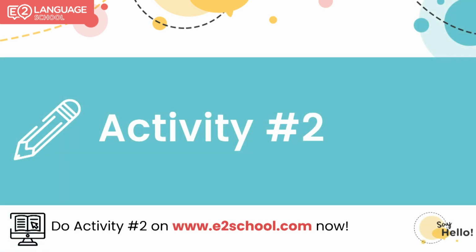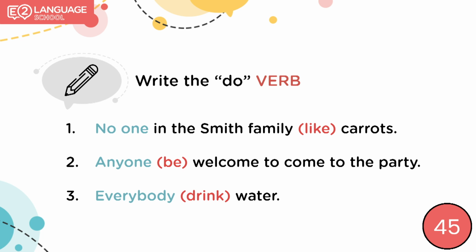Okay, are you ready to do our second activity? In this activity, you need to write the correct form of the verb. So you need to write the correct form of like, be, and drink. You've got 45 seconds to do this activity.